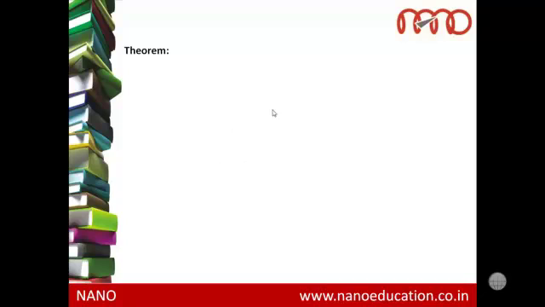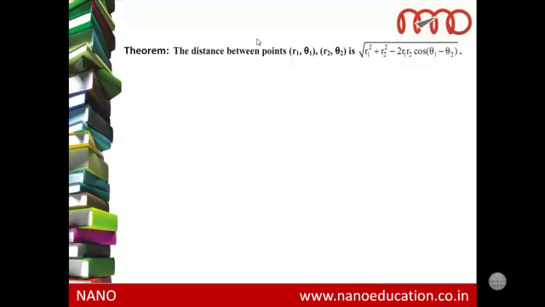Let us discuss a theorem. The distance between 2 points (r1, theta 1) and (r2, theta 2) is given by the square root of r1 square plus r2 square minus 2 r1 r2 cos(theta 1 minus theta 2).